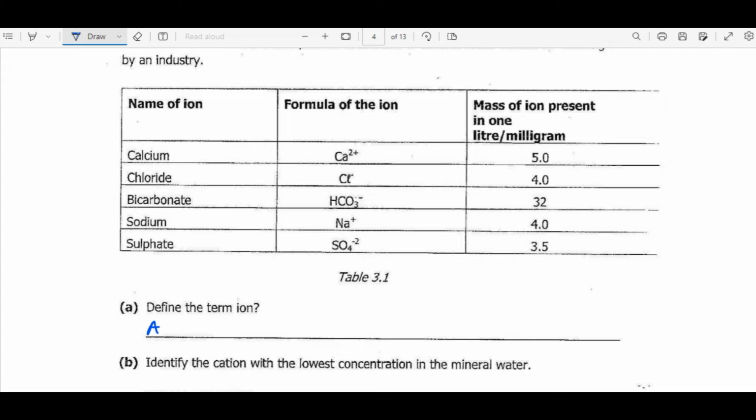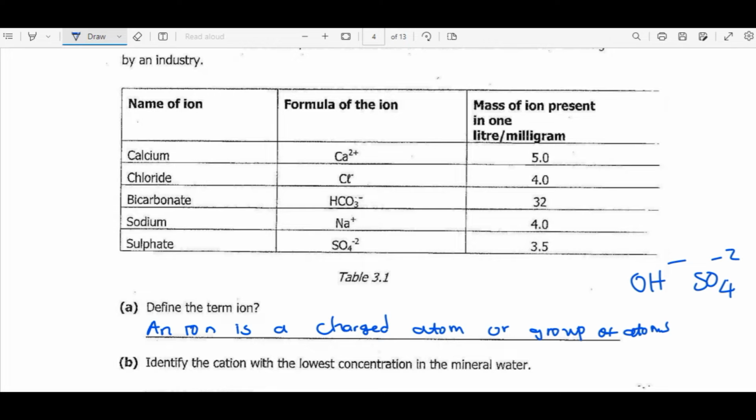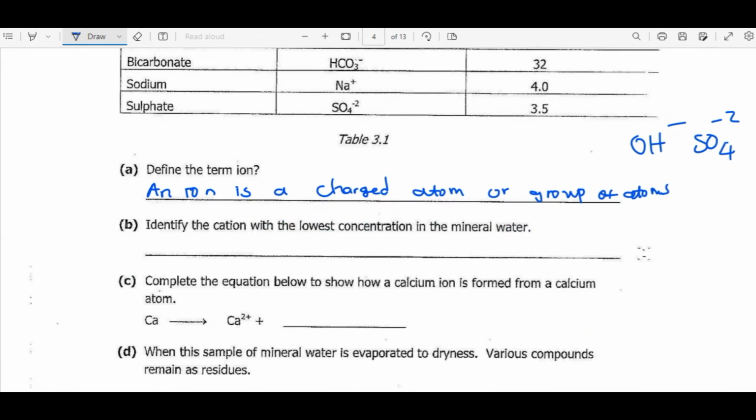So say an ion is a charged atom or group of atoms. So sometimes it may be group of atoms. For example, if you look at polyatomic ions like hydroxide, if you look at also sulfate, so these are ions. So these are also ions, but they are polyatomic ions made up of more than one atom.